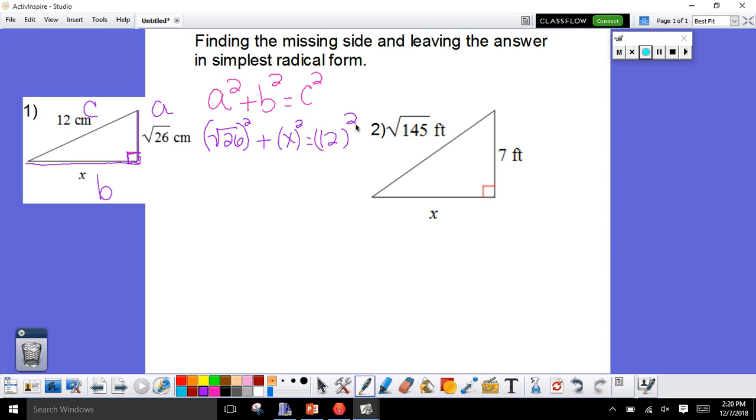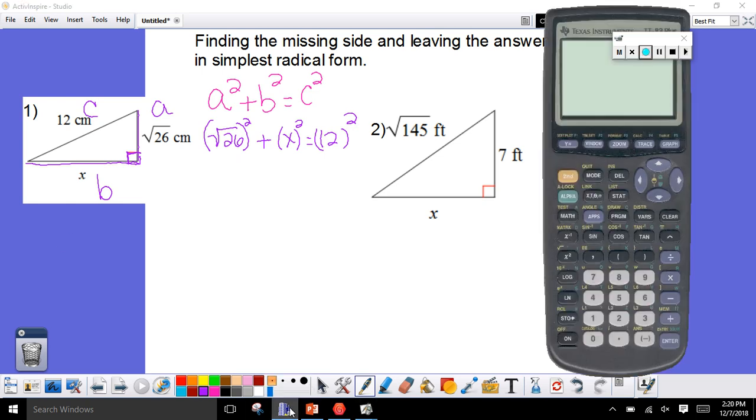So I'm going to use my calculator now, and I will be putting in parentheses the square root of 26. I'm going to close parentheses, close parentheses again, then I am going to square it. I'm going to press enter and my answer is 26.